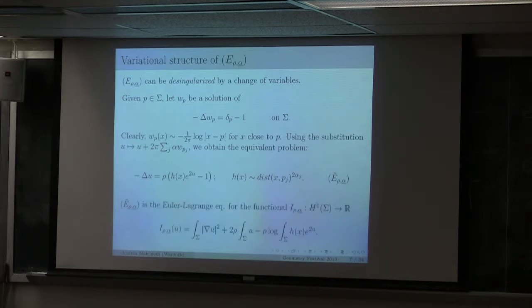And here is the variational structure. You can find solutions as critical points of this functional, which has the Dirichlet energy. We saw this functional in various fashions in these days. Then there is a linear term, and then a tricky term, which involves a logarithm of the integral of h of x times e to the 2u. This is the most tricky term to understand.